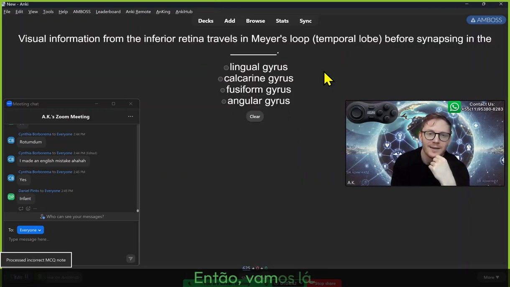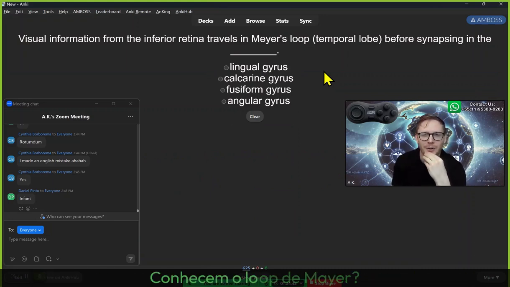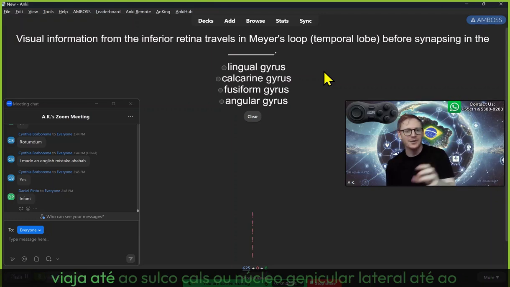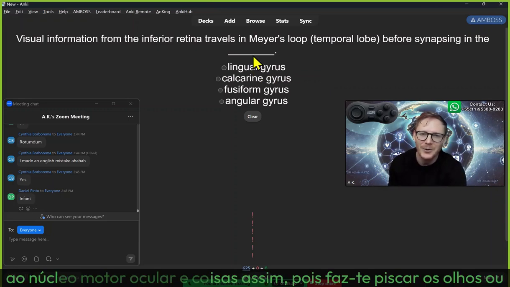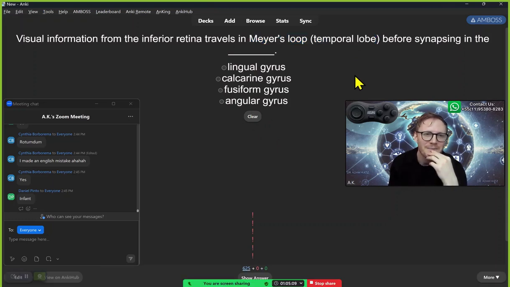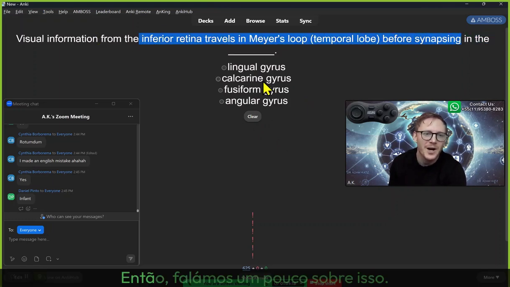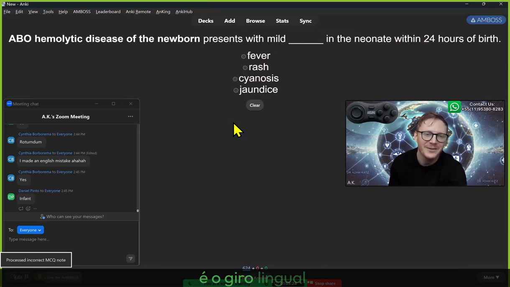So here we go. Visual information from the inferior retina travels to Meyer's loop. Do you guys know Meyer's loop? Light comes into your retina and travels down to the calcarine sulcus, the lateral geniculate nucleus, and the Edinger-Westphal nucleus, the oculomotor nucleus, which makes you blink or constrict your pupil. Inferior retina travels to Meyer's loop before synapsing where? We talked about it a little bit. It's the calcarine gyrus, right? No, it's the lingual gyrus.